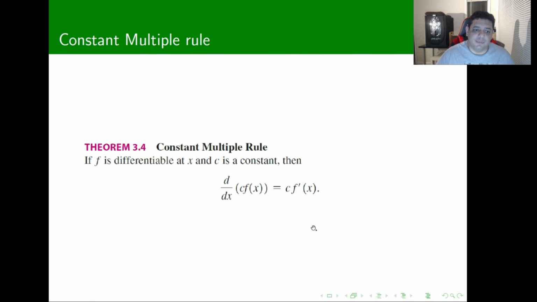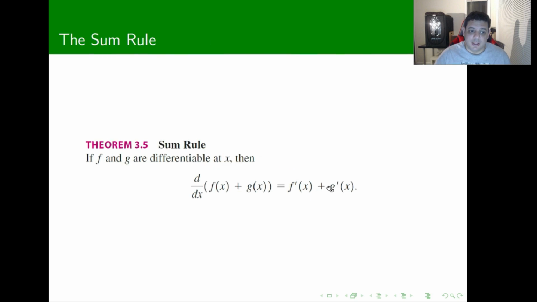Now, when we have constants multiplying functions, a different situation is going to pan out. What we have is that the derivative of the multiplication of the constant by the function is just going to be the constant multiplying the derivative. Another important rule is that if we have the sum of two functions, then the derivative of the sum is just going to be the sum of the derivatives.